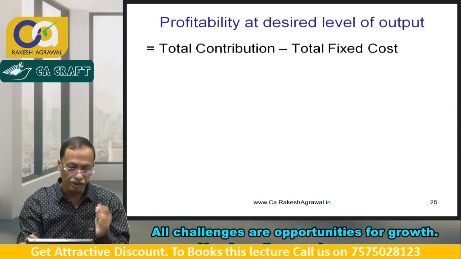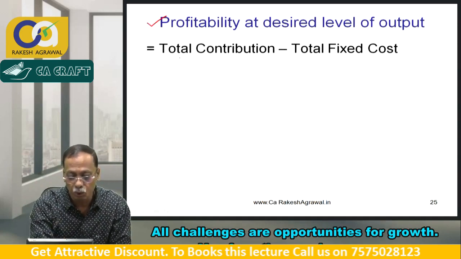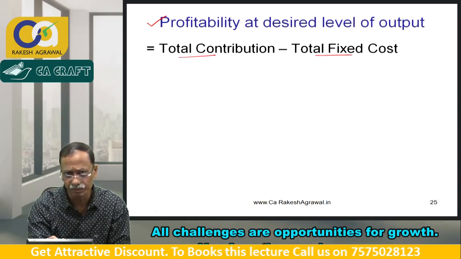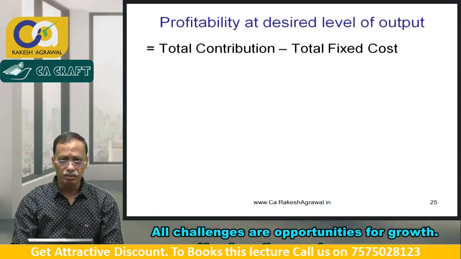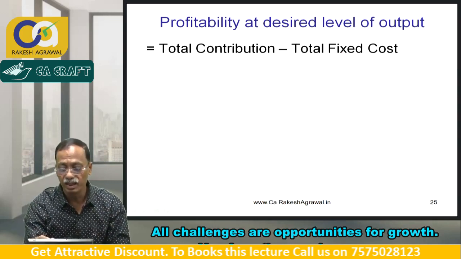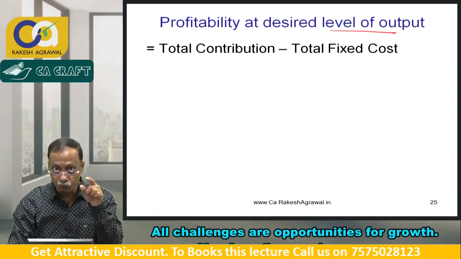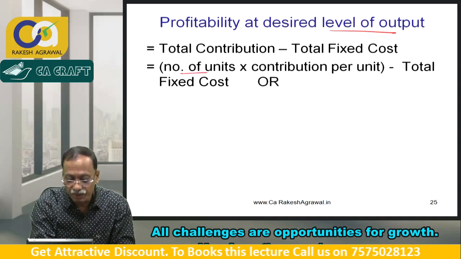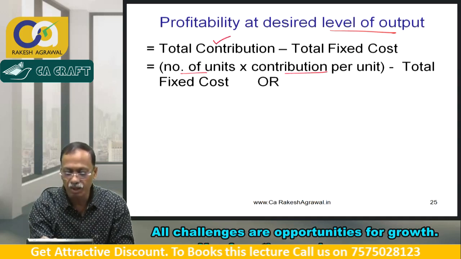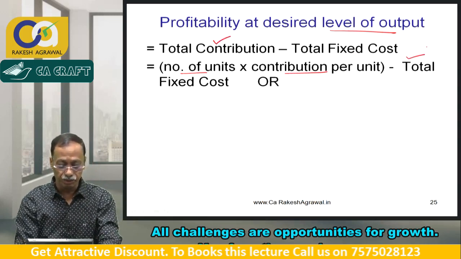Now, for profit, actually we need to calculate profit. The basic formula of calculation of profit is total contribution minus total fixed cost. That is, contribution minus fixed cost is profit. But contribution will be calculated depending upon the way this level of output is given. If level of activity or level of output is given in units, then what we will do? If the data is given to you in number of units, then number of units into contribution per unit, you will get total contribution. Total contribution minus fixed cost, you will get profit. Formulas are already printed in your notes.